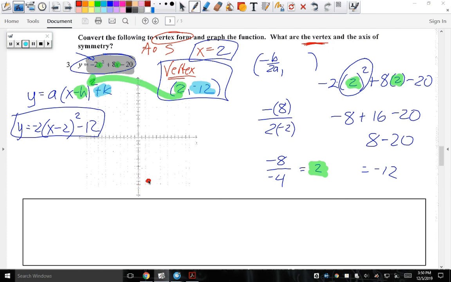Is it facing up or down? Downward. Okay, so it's going to face downward because it's a reflection. And then it's not down 1 over 1 or over 1 down 1. It's down 2 over 1. So down 2 over 1, down 2 over 1, it's going to be steeper. This will be my graph.